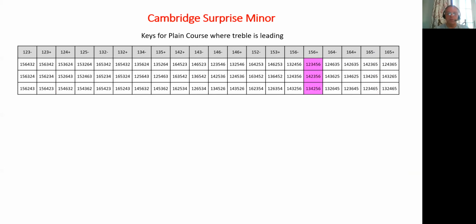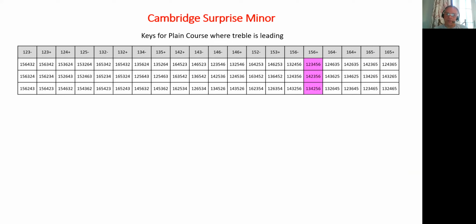So what we're looking at here in this table is just the keys where the treble is leading in the plain course. So all these keys begin with 1, because that's where the treble is in first place. These are all 20 of those keys that occur in the plain course, and underneath the headings, these are the rows that actually occur for those keys within the plain course.